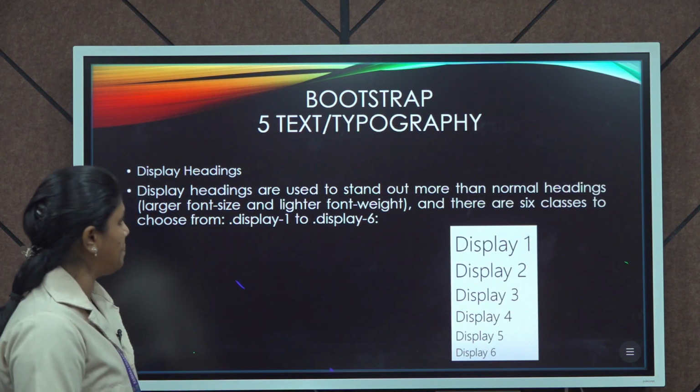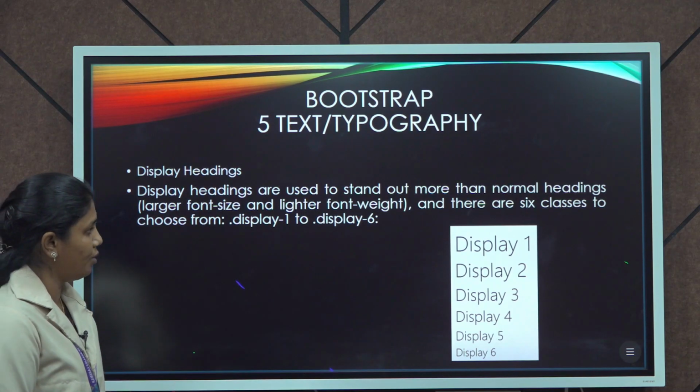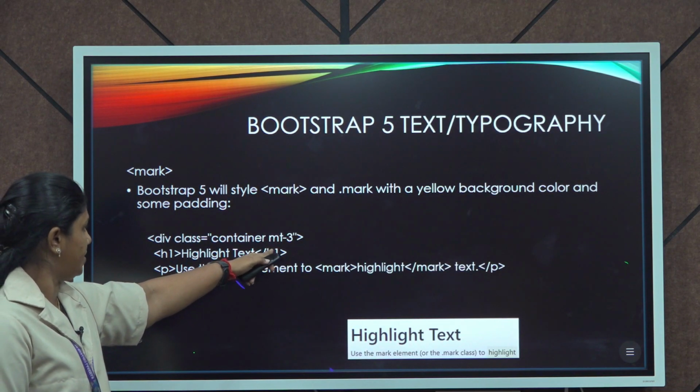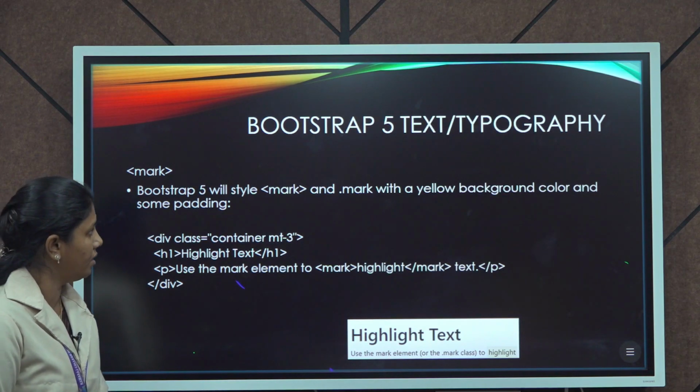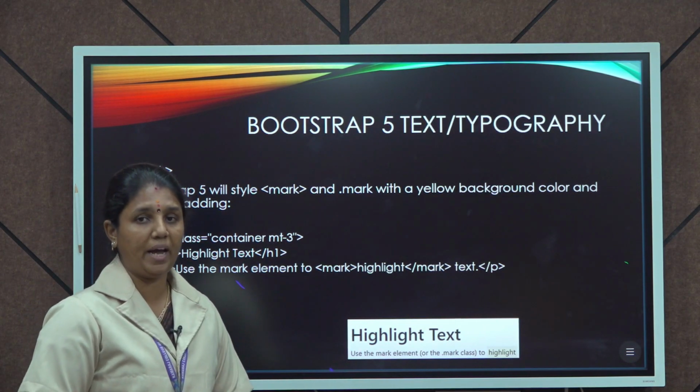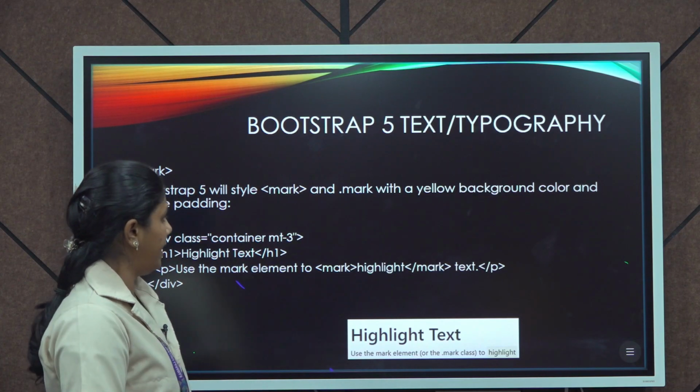And this one is a display heading. For display heading also we are using div class container mt-3. MT is used for what? For yellow background highlighting, we are getting a background color, and we are using this highlight content.